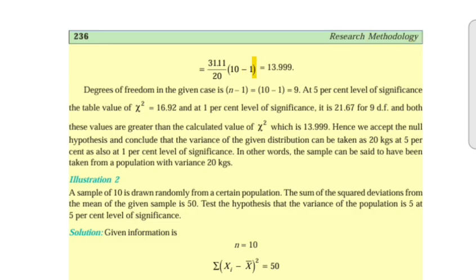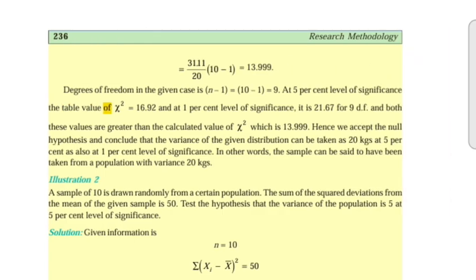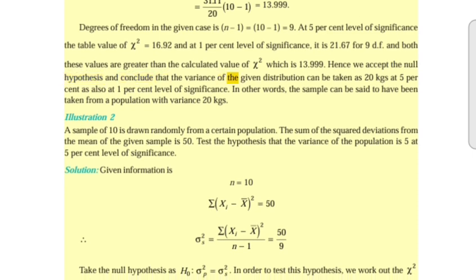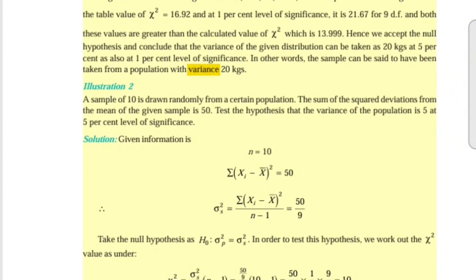Degrees of freedom in the given case is n minus 1, which equals 10 minus 1, equals 9. At the 5% level of significance, the table value of chi-square equals 16.92, and at the 1% level of significance, it is 21.67 for 9 d.f. Both these values are greater than the calculated value of chi-square, which is 13.999. Hence we accept the null hypothesis and conclude that the variance of the given distribution can be taken as 20 kgs at the 5% as well as at the 1% level of significance. In other words, the sample can be said to have been taken from a population with variance 20 kgs.